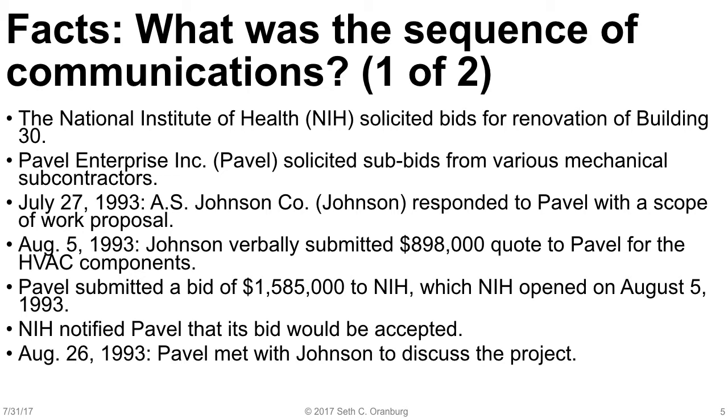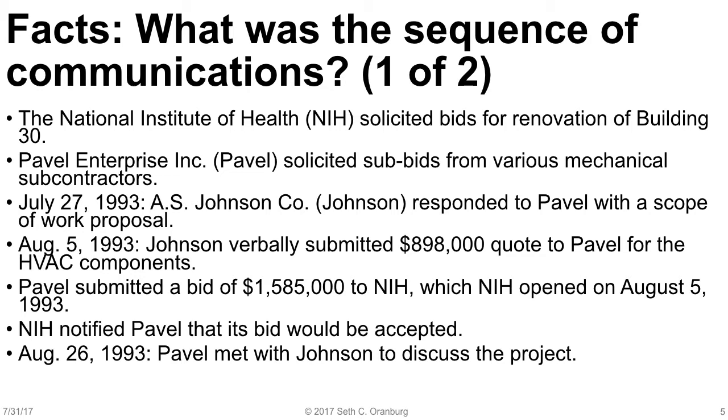So, the National Institute of Health solicited bids for renovating its building number 30, and Pavel Enterprises wanted the job. So it asked various subcontractors how much it would cost to do different pieces of the work. One of the replies came from A.S. Johnson Company, who said that they would do the work for $898,000 for the HVAC, that's the air conditioning and heating system. Pavel submitted a bid of $1,585,000 to the National Institute of Health.